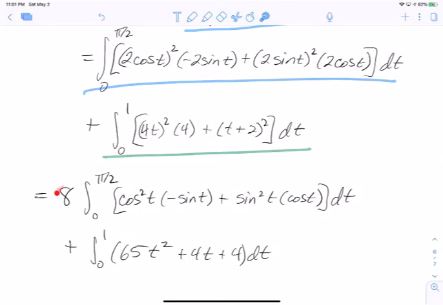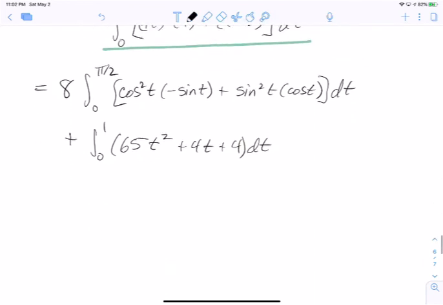Simplifying a little bit here, I've factored the 8 out of the first integral, and we're left with cosine squared of t times negative sine of t. That's going to be a u squared du. And plus sine squared of t times the cosine of t, again a u squared du. And then simplifying the polynomials, we get 65t squared plus 4t plus 4 dt. First integral is again from 0 to pi over 2. Second integral still from 0 to 1.